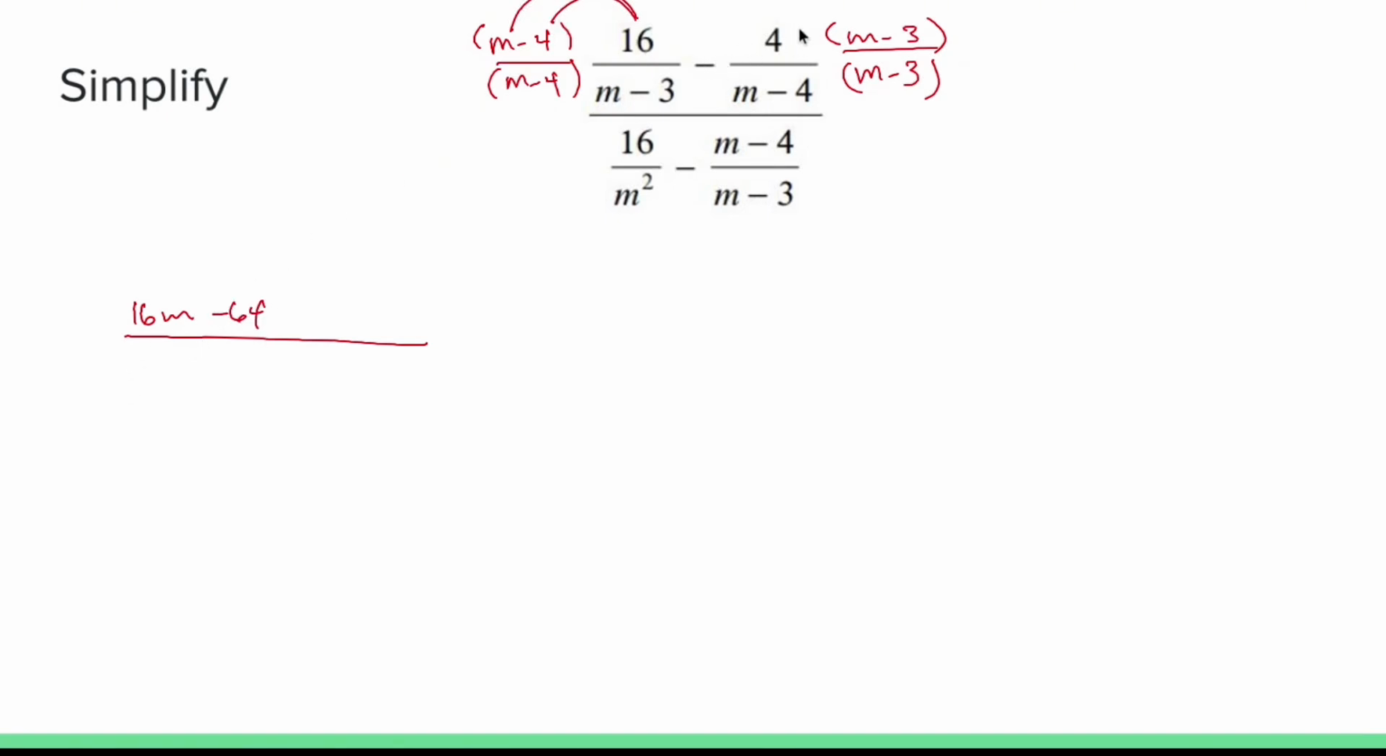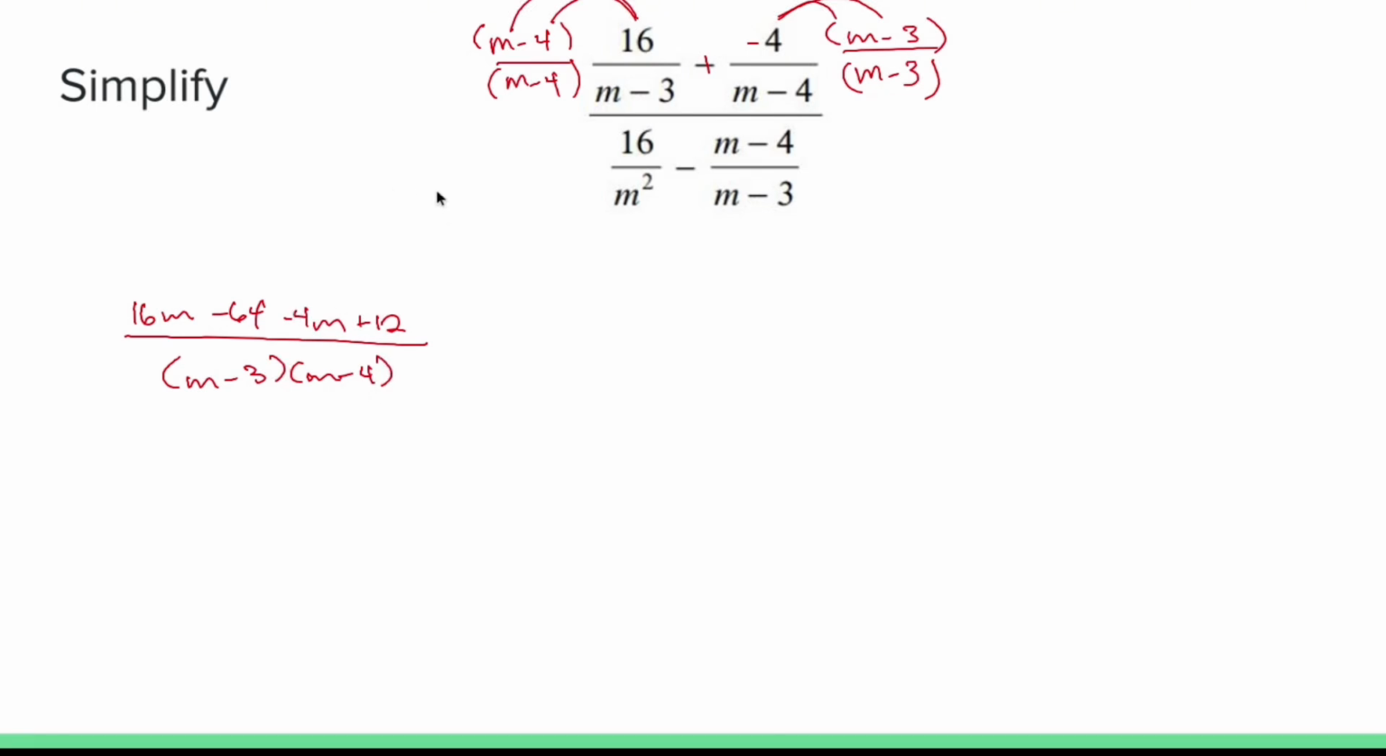Now here, this is not 4 times m minus 3. This is negative 4. That negative applies to that negative up here. So if it makes you feel better, we can make this a plus a negative. It does the same exact thing. So negative 4 times m is negative 4m. Negative 4 times negative 3 is positive 12. I was getting ahead of myself. And this guy is now (m minus 3) times (m minus 4).